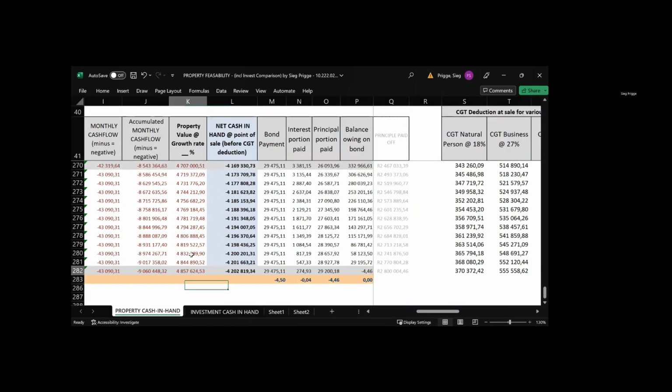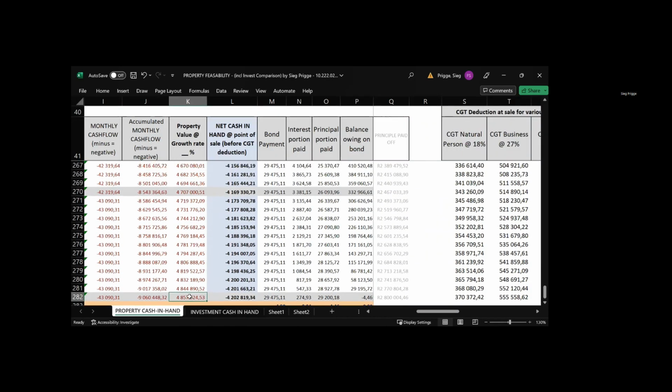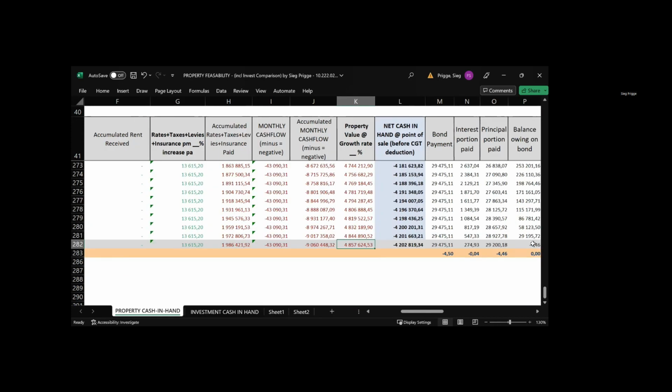So the property value that you can sell it for now is 4.8 million Rand. Your bond outstanding will be 0 on this side. In other words, if you sell your property for 4.8 million, you would have spent 4.2 million over this period. In other words, you get 4.8 million cash in your hand, but you've spent 9 million Rand on bond payments and rates and levies and taxes over the years.